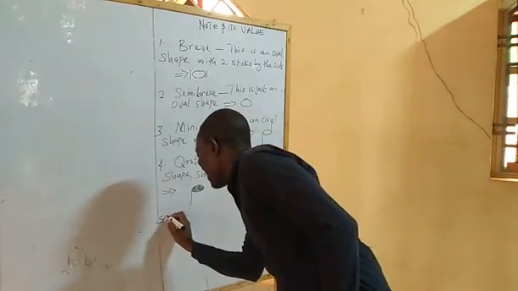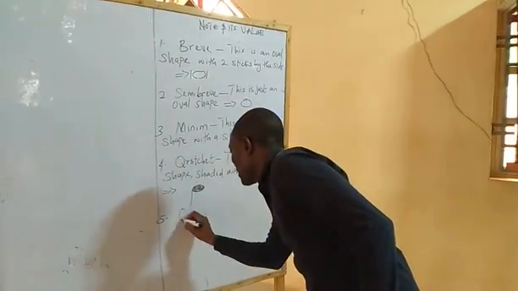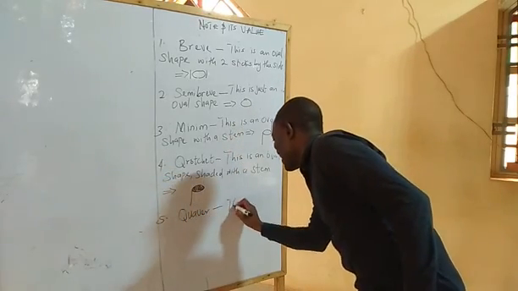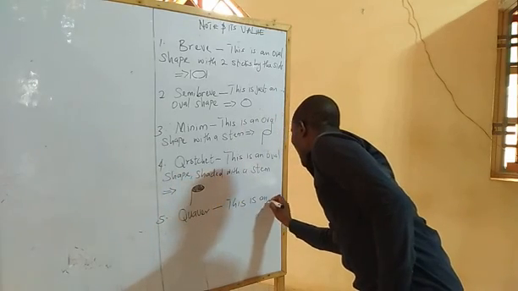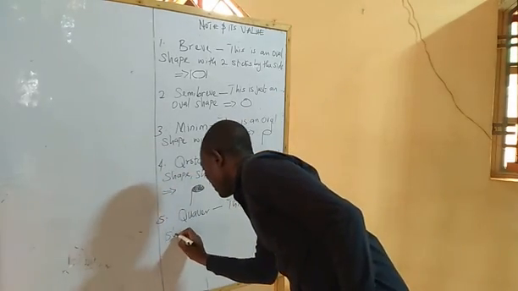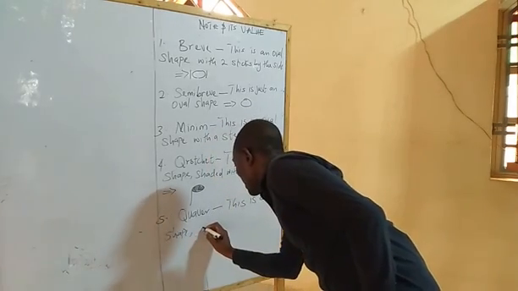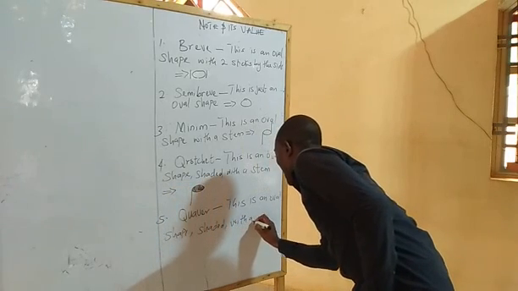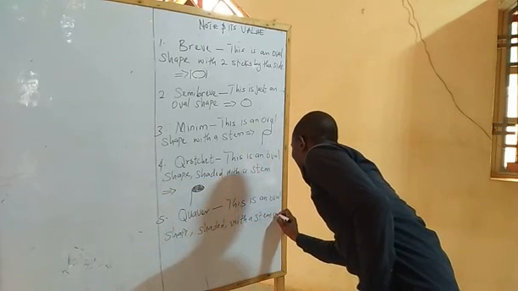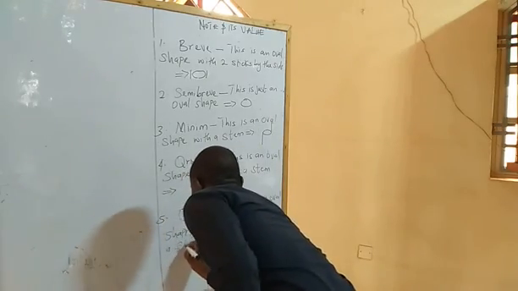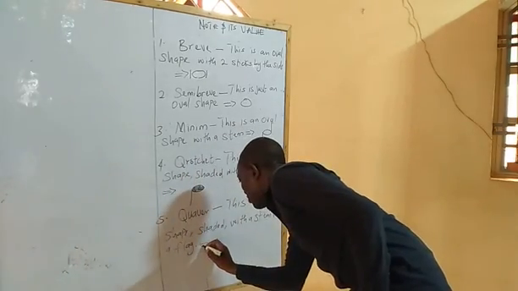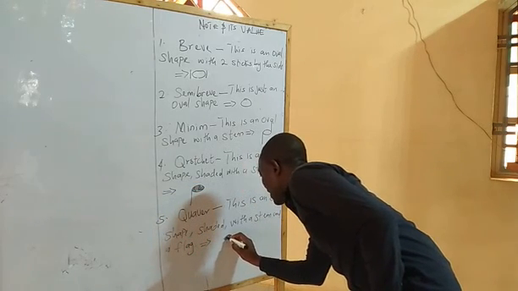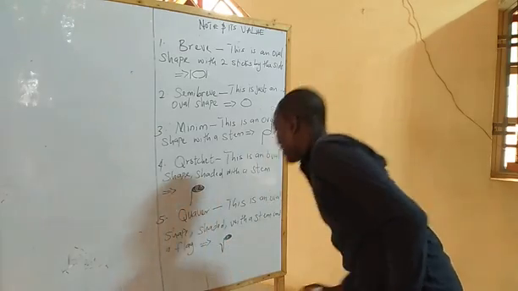Now we go to the next one, which is a quaver. A quaver, you say this is an oval shape, shaded, with a stem and a flag. And this is how it is: an oval shape shaded with a stem and a flag.